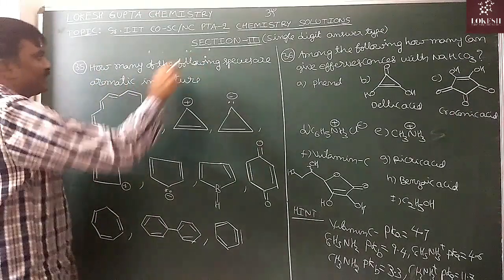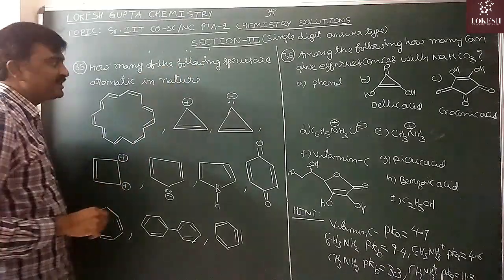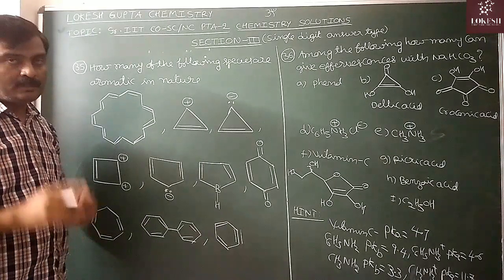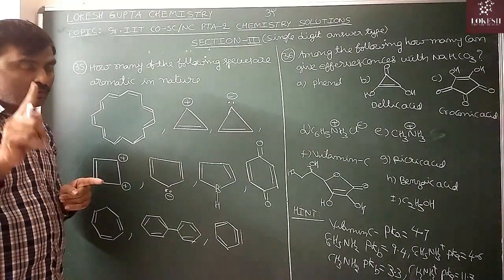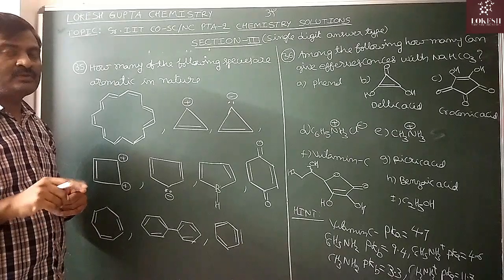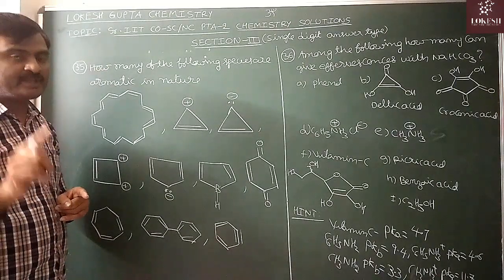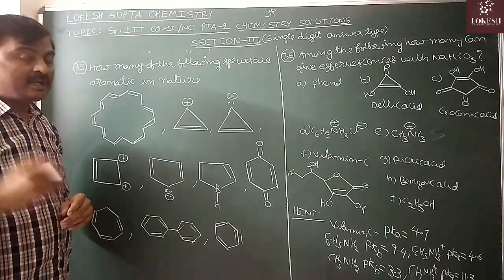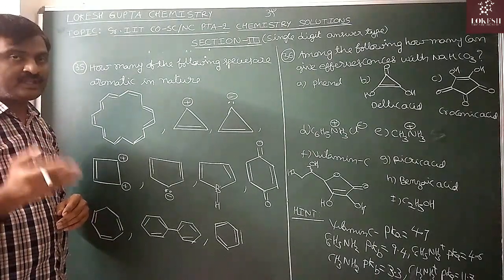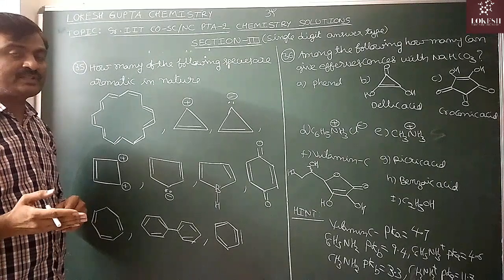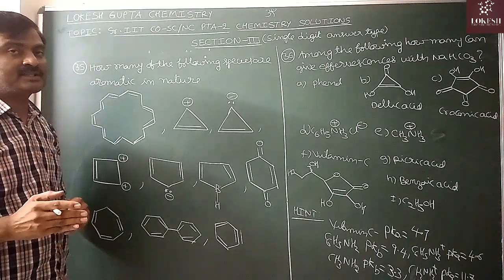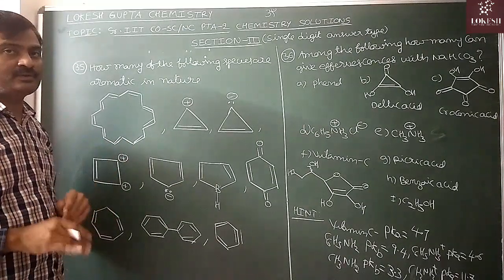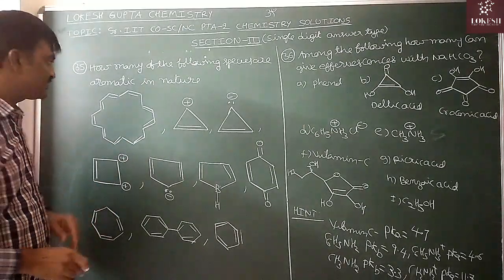How many of the following species are aromatic in nature? What is Huckel's rule? Planar monocyclic compounds with 4n plus 2 pi electrons are aromatic. Anti-aromatic: planar monocyclic compounds with 4n pi electrons are anti-aromatic. So as per that statement, we have to decide this one as per Huckel's rule.